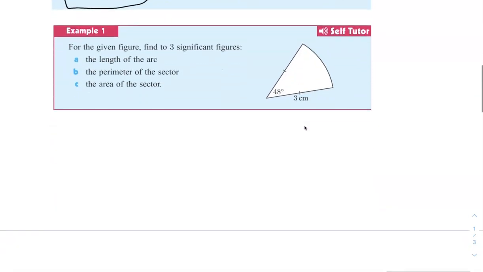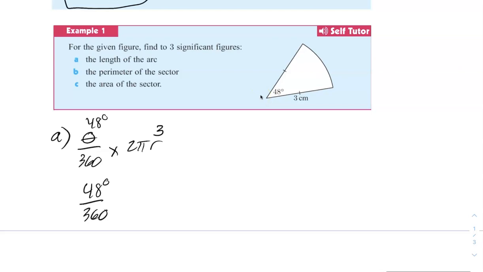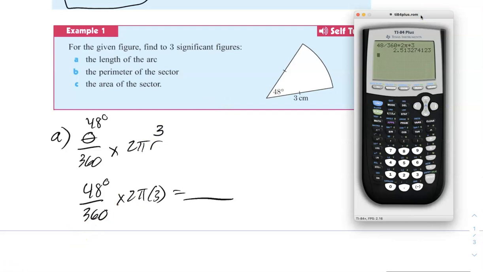So let's do an example. In this little slice here, for the given figure, to 3 sig figs, find the length of the arc. So arc length is just the percentage over 360. What angle do I have over a full circle times the circumference of a circle, 2 pi r. My r is 3, and my angle is 48 degrees. So 48 over 360 times 2 pi times 3. Whatever that turns out to be is my answer. I did it on the side here, so to 3 sig figs it's 2.51. So that's our arc length.